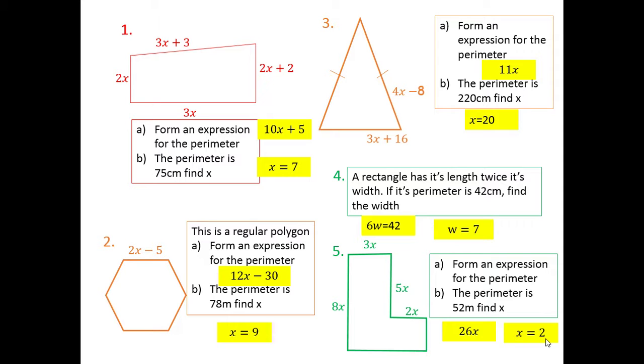Question 4, sometimes you may need to draw it. It may give you the question as a worded question. A rectangle has its length twice its width. What they expect you to do is to actually draw the rectangle yourself and label the sides. It doesn't have to be double, you can call it x as well, and then you form an equation, make it equal to 42 centimeters, and then afterwards you solve that equation. And then 5x as well, you need to make sure you fill in the sides first, add them up, make it equal to 52, then solve for x.